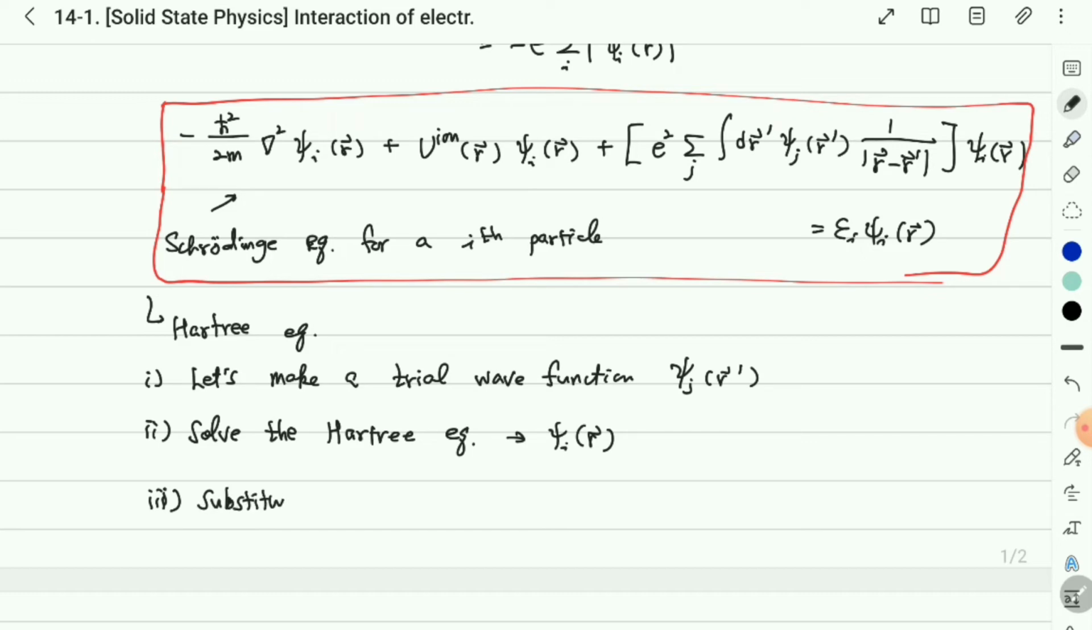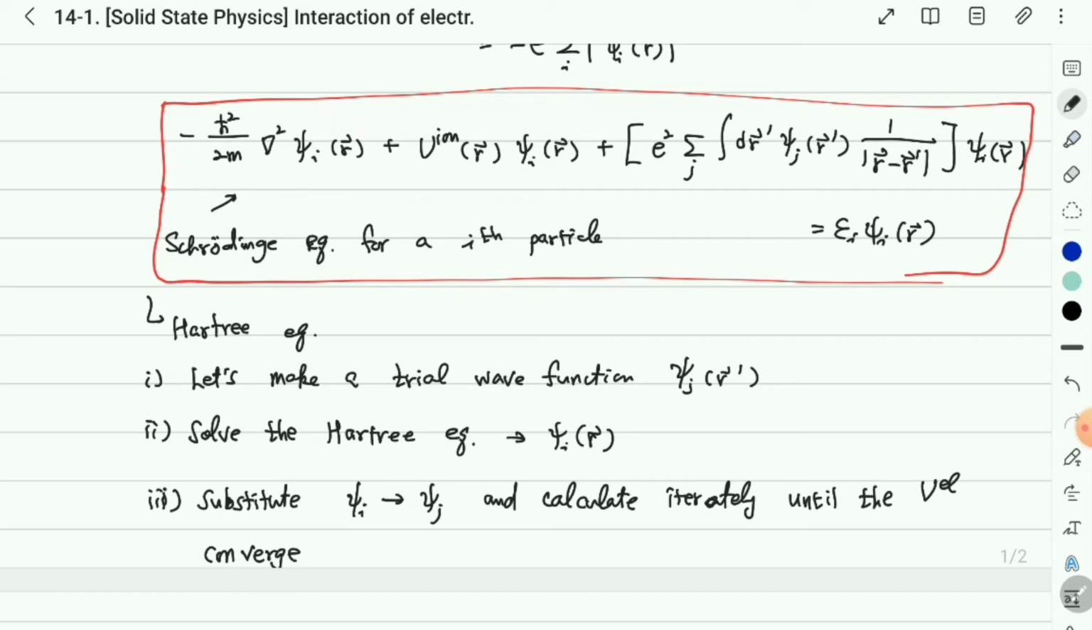Substitute psi I, substitute at the psi j, and then calculate iteratively until the electronic potential converges. Then at the final state, we can get the energy eigenvalue and the eigenstate.